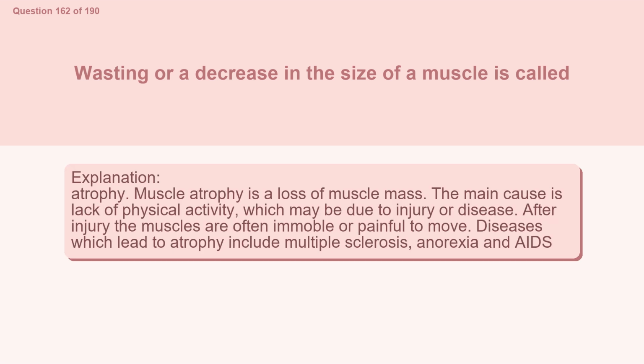Atrophy. Muscle atrophy is a loss of muscle mass. The main cause is lack of physical activity, which may be due to injury or disease. After injury, the muscles are often immobile or painful to move. Diseases which lead to atrophy include multiple sclerosis, anorexia, and AIDS.